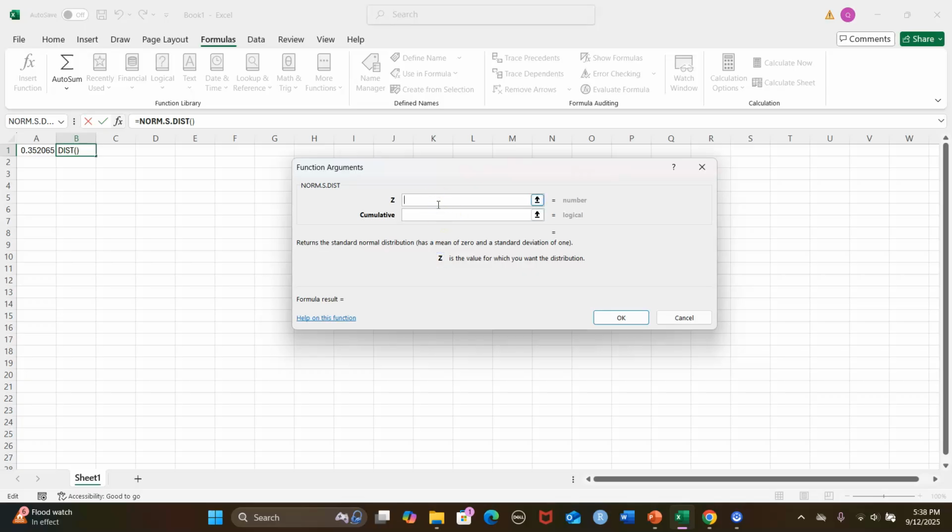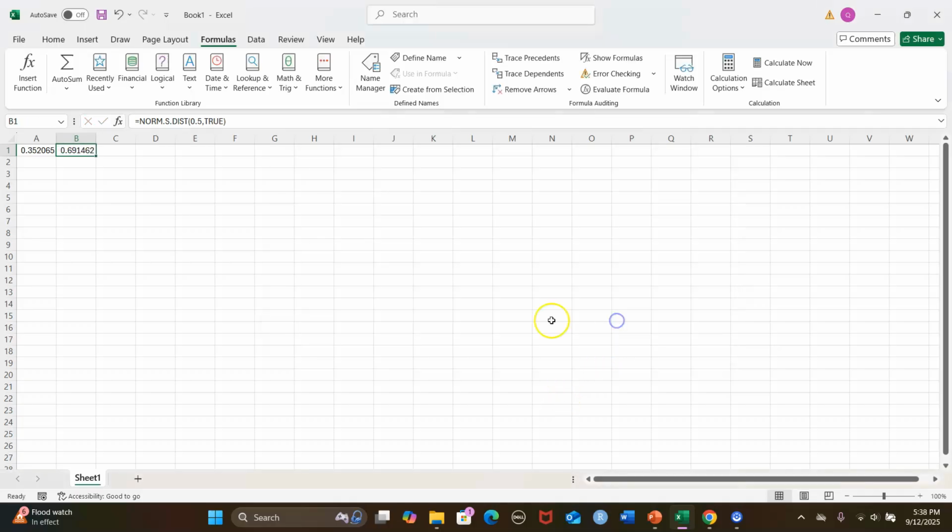So what happens if you say NORM.S.DIST, still 0.5, and if you want cumulative to be true, okay, click OK. Now this is 0.691462. This is the probability from left all the way to 0.5 under the standard normal curve.